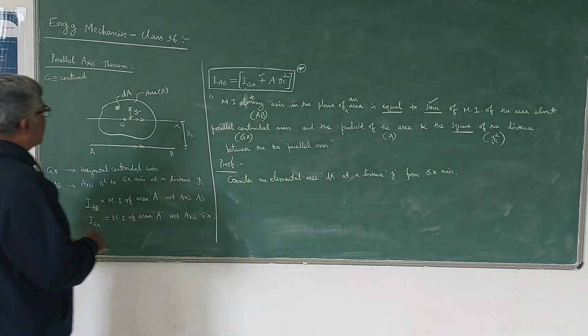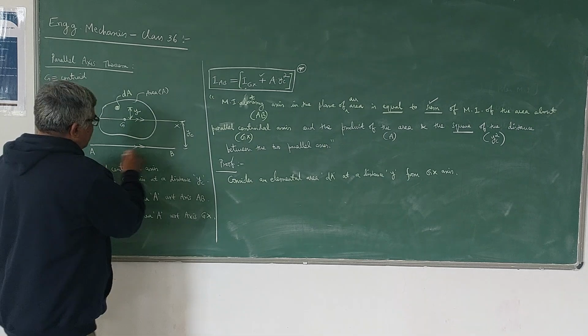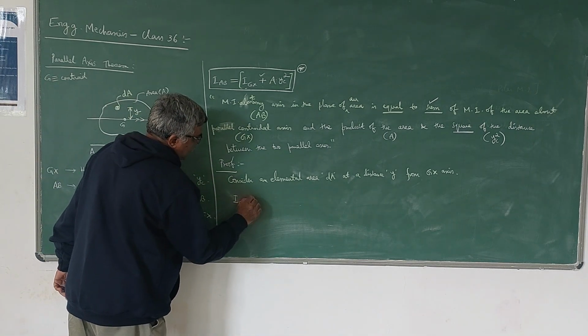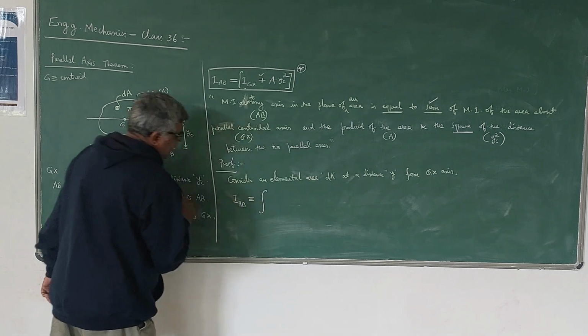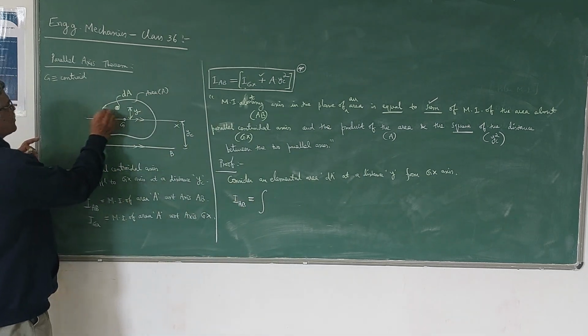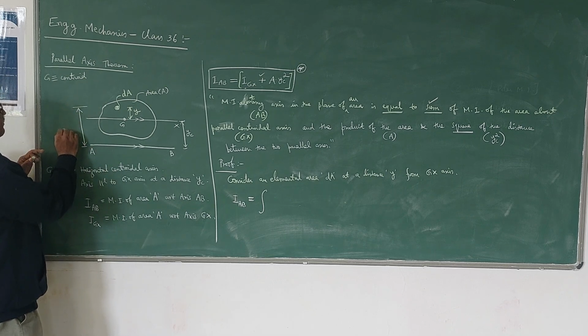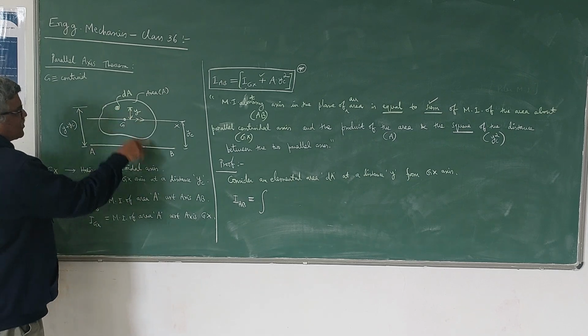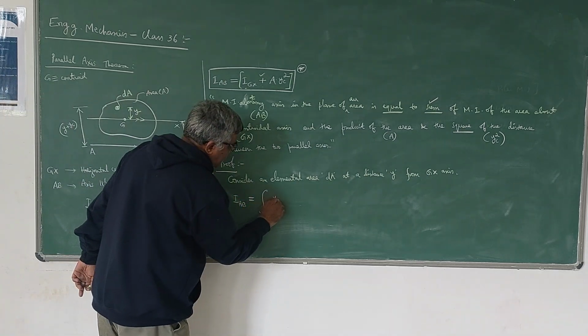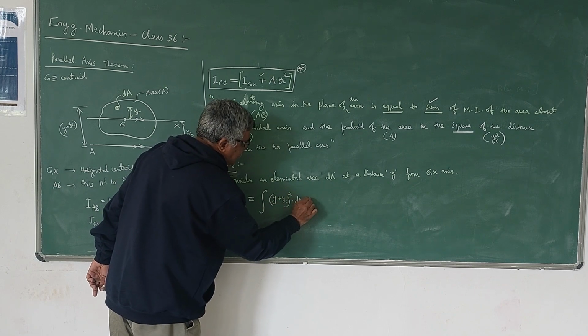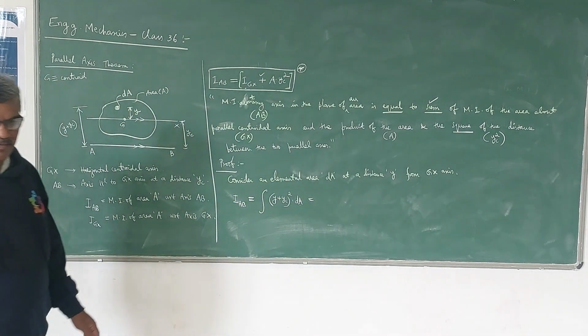So according to the definition of moment of inertia, I will write I_AB. I_AB is equal to the integral of the distance of this elemental area dA from the AB axis, which is nothing but y plus yc. So I have to take the distance squared, (y plus yc) squared dA. This is according to the definition of moment of inertia.